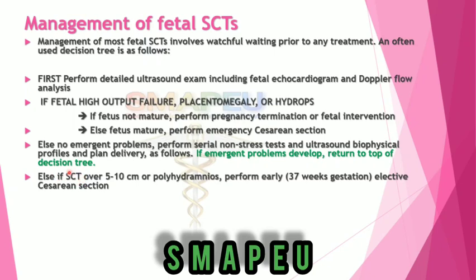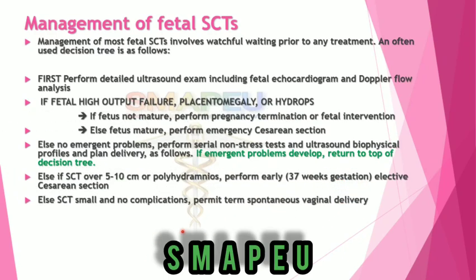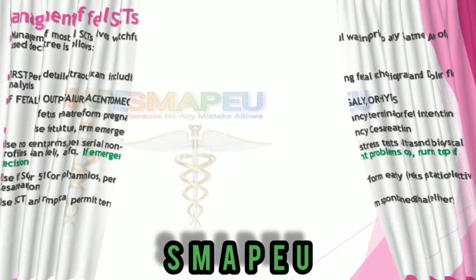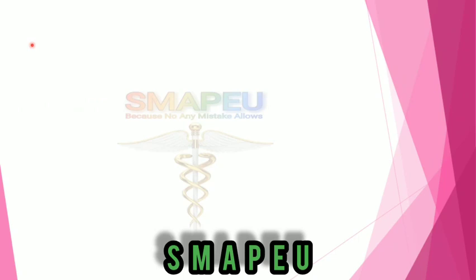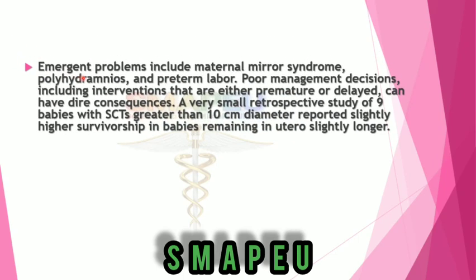Else if the sacrococcygeal teratoma is over 5 to 10 cm or there is polyhydramnios, perform an early, that is 37 weeks of gestation, elective cesarean section. Else, if the sacrococcygeal teratoma tumor is small and there are no complications, permit term spontaneous vaginal delivery. Emergent problems include maternal mirror syndrome, polyhydramnios, and preterm labor.